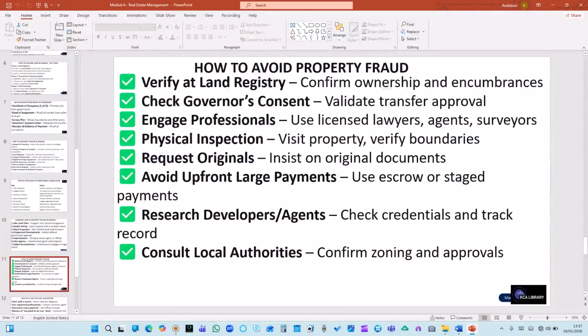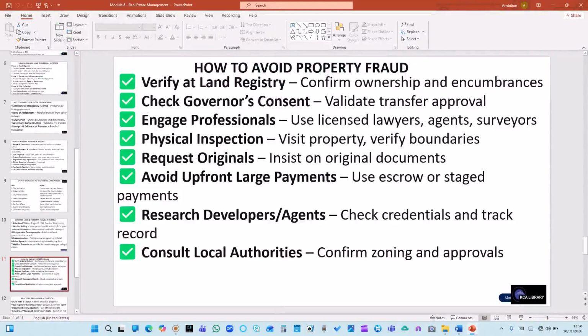Having known that, let's move further to how to avoid property fraud. Number one strategy to avoid property fraud is verify the property at the land registry, confirm ownership and encumbrance. Number two, check governor's consent, that is validate transfer approval. Number three, engage professionals, that is the use of licensed lawyers, agents and surveyors before you make such a transaction. Number four step is physical inspection. Visit the property and verify the boundaries. Then fifth step is request for original. Always insist on original documents before you make payment.